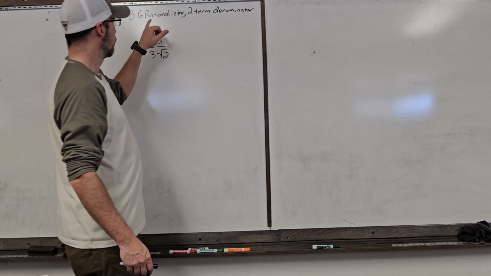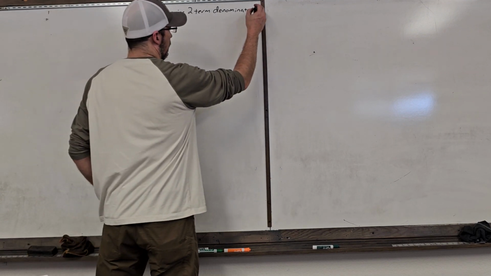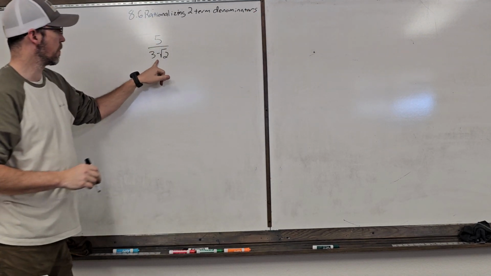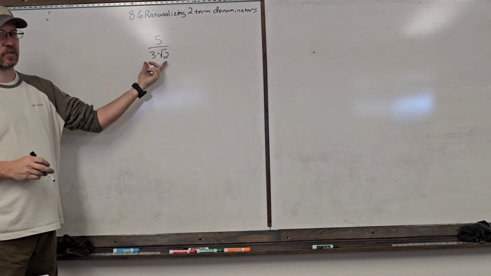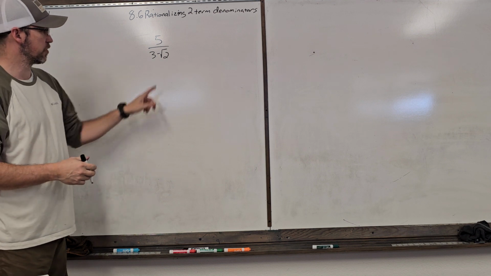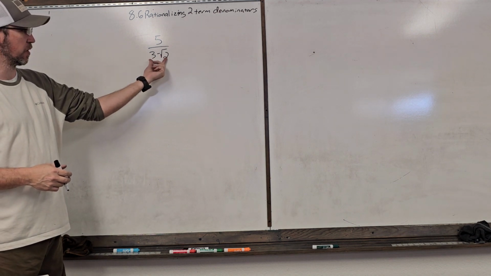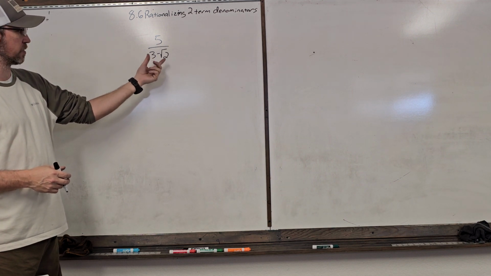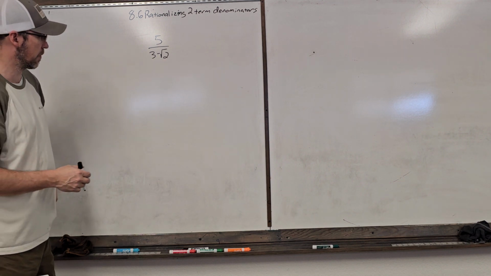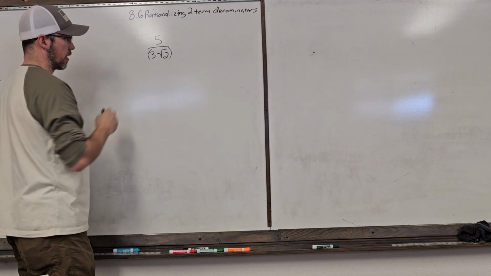8.6, rationalizing two-term denominators. The only difference here is now my denominator has two terms, so I still can't have a radical on the bottom, but I can't do the trick of just multiplying by the square root of 2 because I would have to distribute it to both these terms, both 3 and negative square root of 2. So I have to think about this as a quantity.